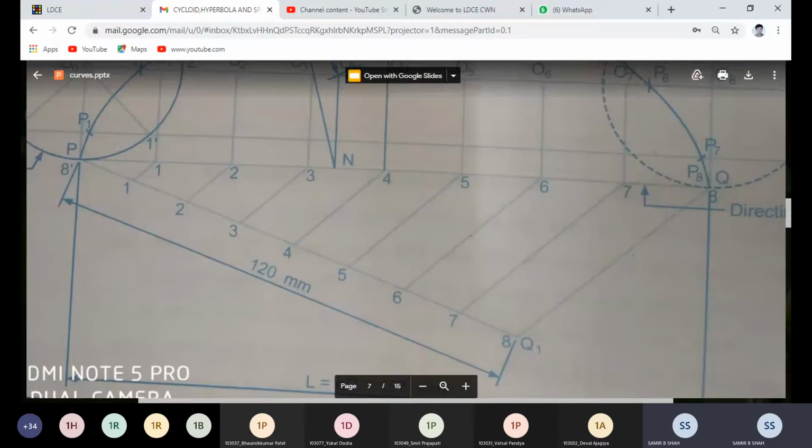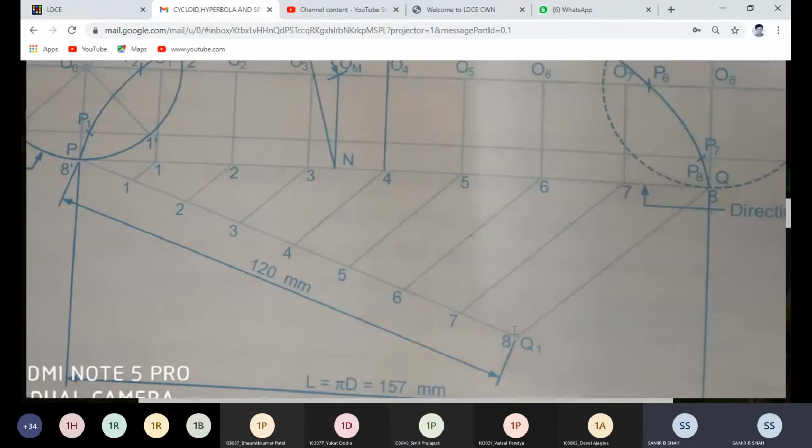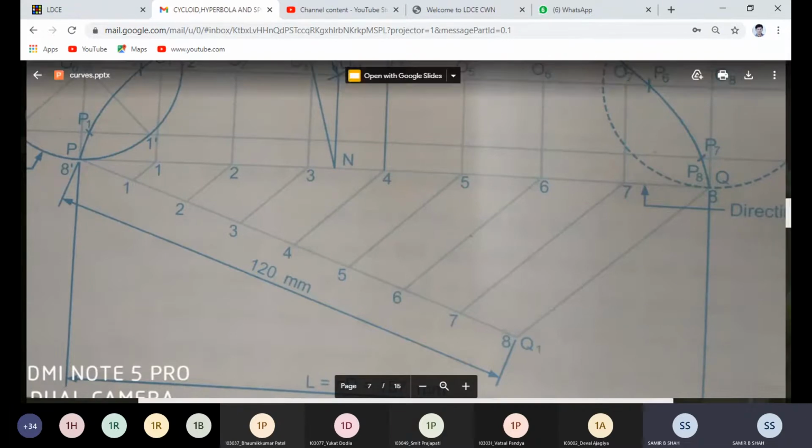So join this point with the end. We know that this is 157. So join this to this. Now already we bisected this; we already converted it into 8 equal parts. So take reference of the 8 lines and use your ruler scale to convert these horizontal lines into equal 8 parts.